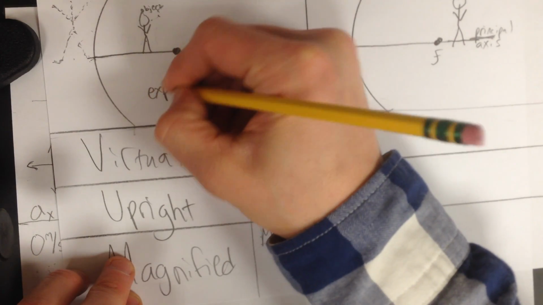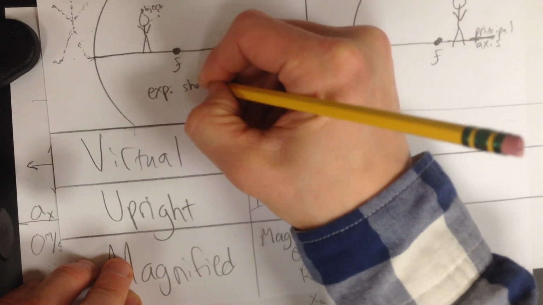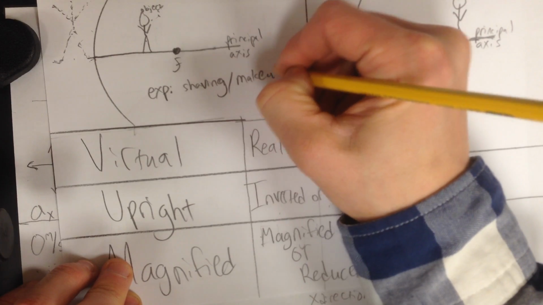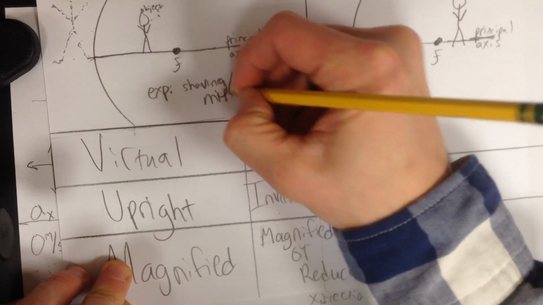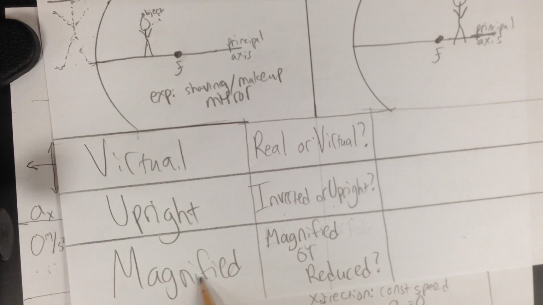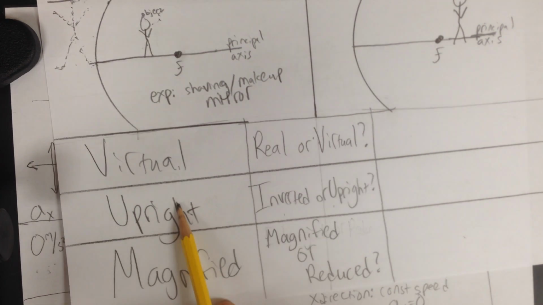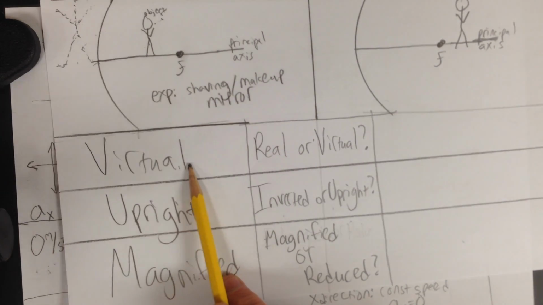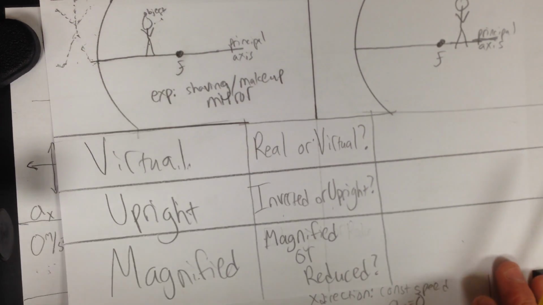You can write example, shaving or makeup mirror. And these are the three words you would describe that image. It's larger, magnified, it is upright, it's not upside down, and virtual. It seems to be located beyond the surface of the mirror, not in front of the surface of the mirror.